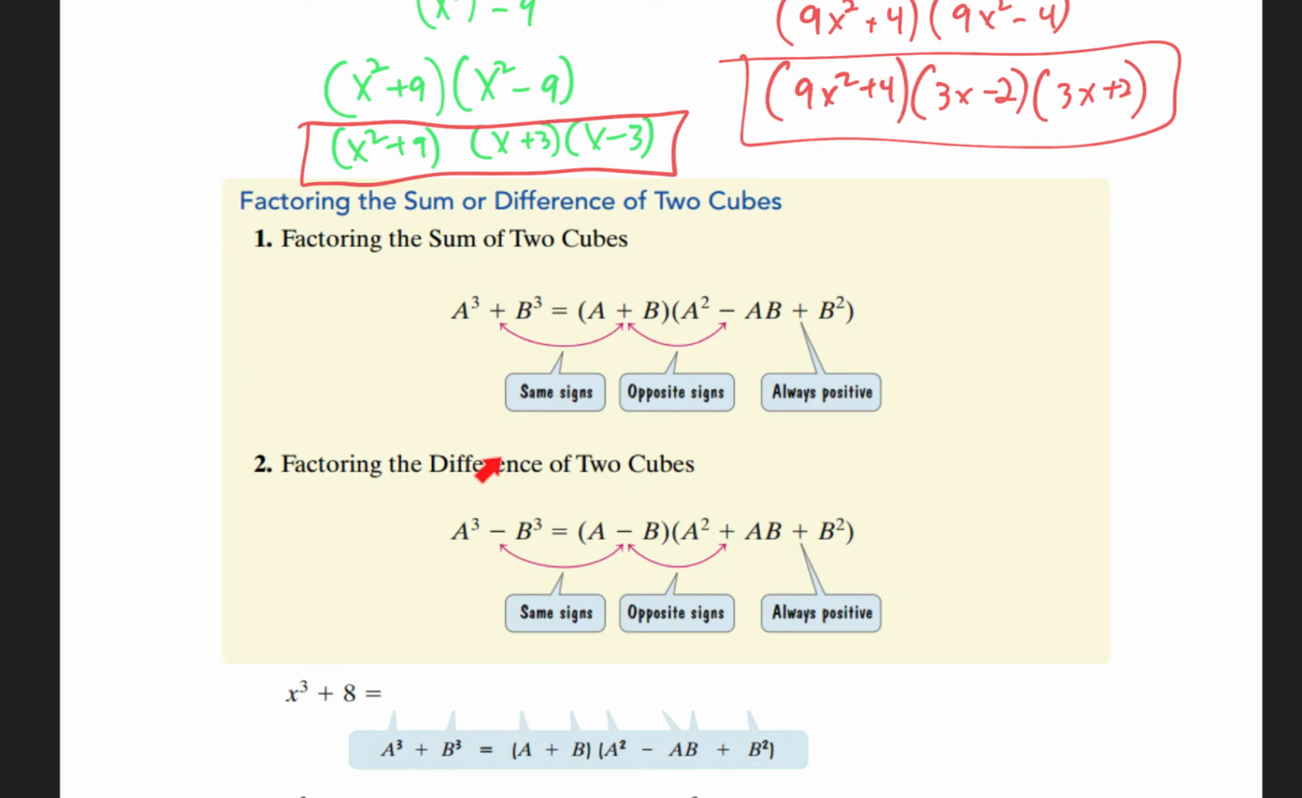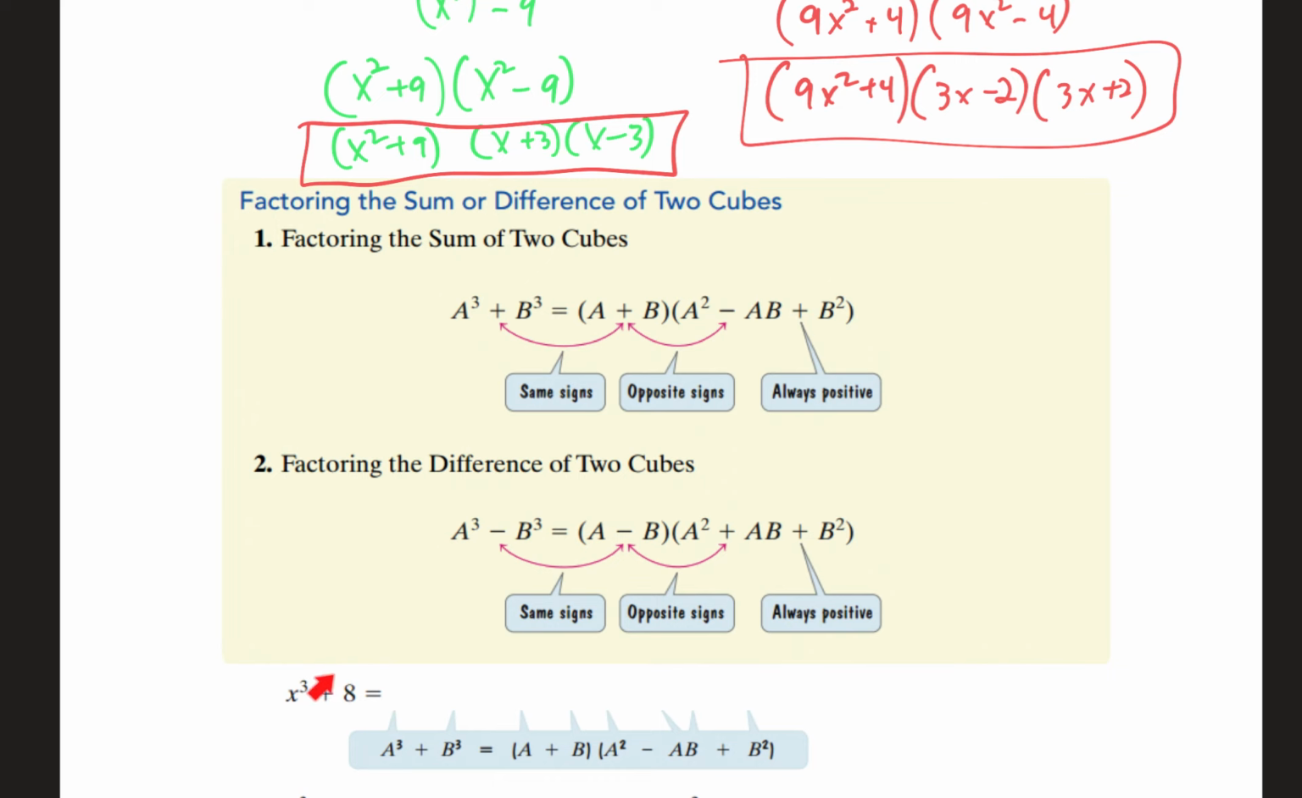If we have a difference of cubes, it's the same format. The only difference is going to be that sign. If we have a difference of cubes, that first sign is going to be negative, and in the trinomial, the first sign is going to be positive. Where when we have the sum of cubes, the first binomial is positive, and the first sign in the trinomial is going to be negative.